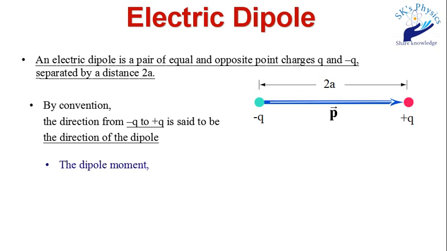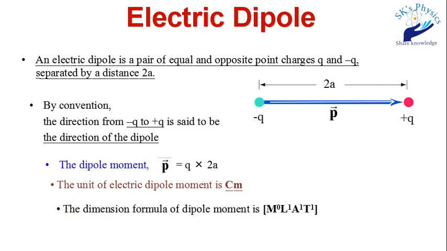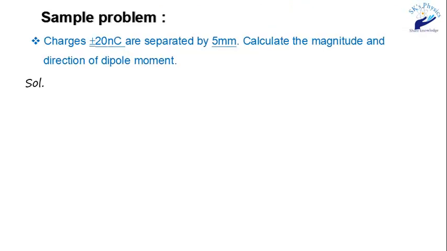The dipole moment p is equal to q into 2a. The unit of electric dipole moment is coulomb meter because the unit of charge is coulomb and distance is meter. Now the dimension formula of dipole moment is M0 L1 A1 T1 because the dimension formula of coulomb is A1 T1 and meter is L1. Now take a sample problem.